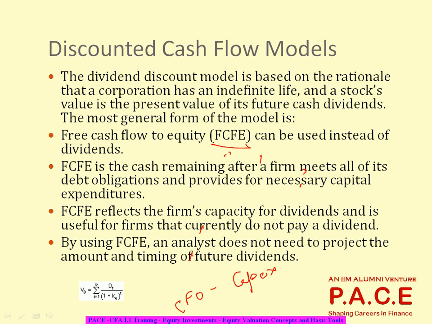Capital expenditure is what you have spent on the fixed assets this period, and any kind of net borrowings or payments which you have done. If you have done a principal repayment, the cash is down. You cannot pay to your equity investor. If you have taken a new loan, cash is available. You can pay to the equity investor. So that is what we take as a net borrowing.